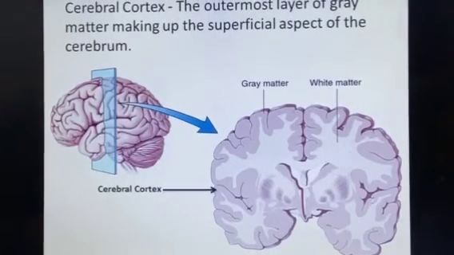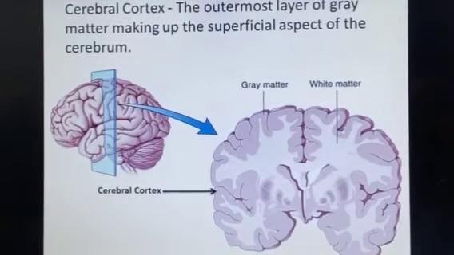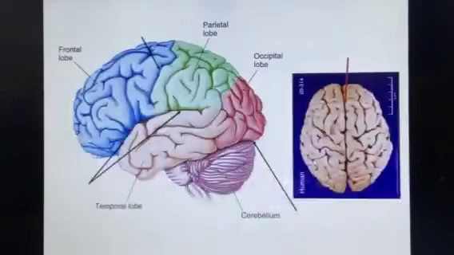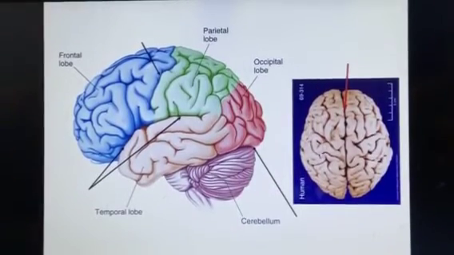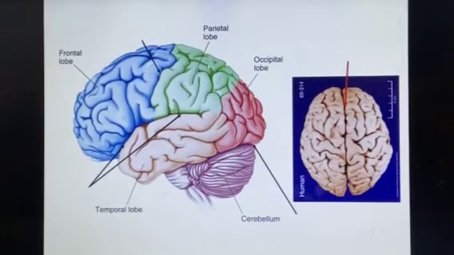This cerebrum, of course, is divided into, this we call one hemisphere, and this we call another hemisphere, divided by longitudinal fissure. Only connected here. What is here? It is the white matter. Another picture, this is superior view of the brain, and this is the lateral view of the brain.